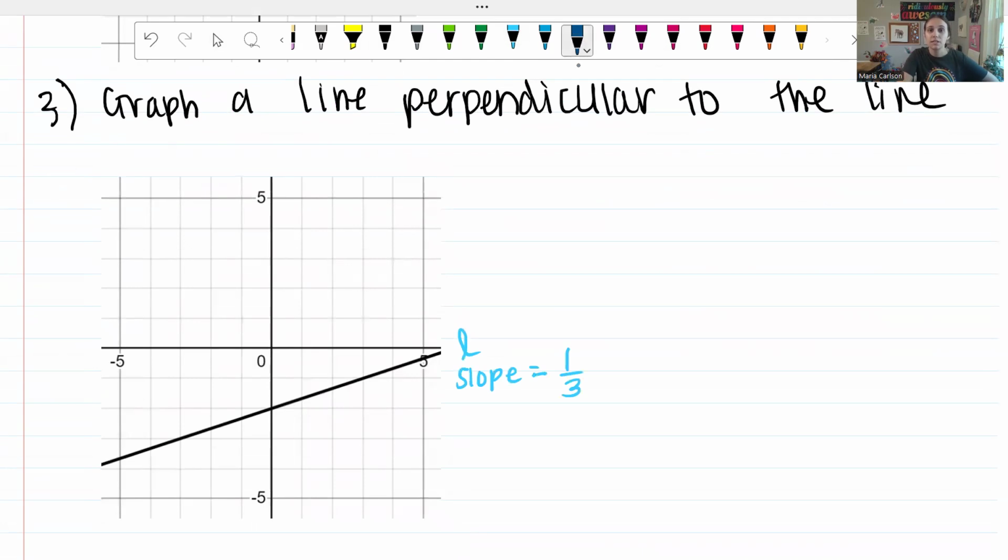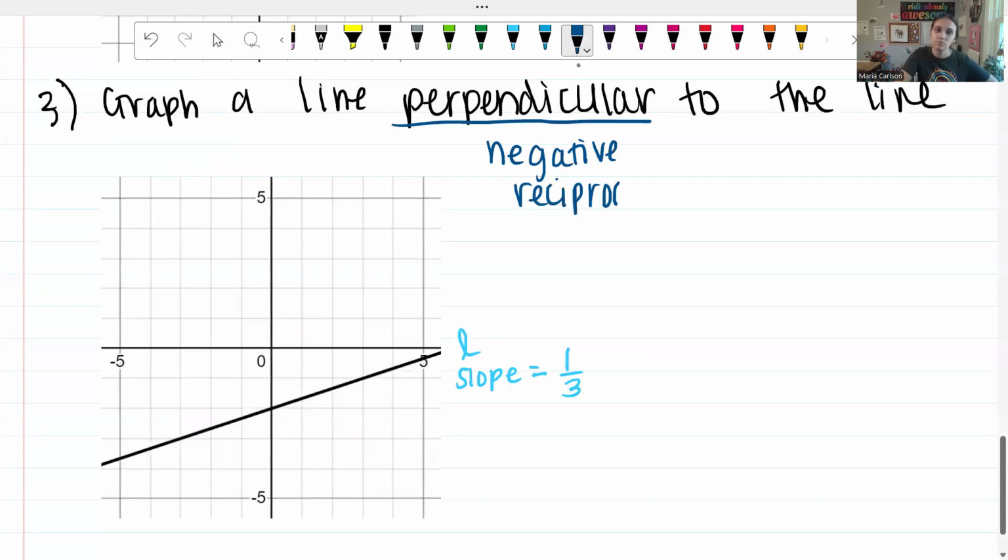So a perpendicular slope is a negative reciprocal slope, which means I'm going to flip my numbers. So this slope would be 3 over 1, and then I would make it negative.